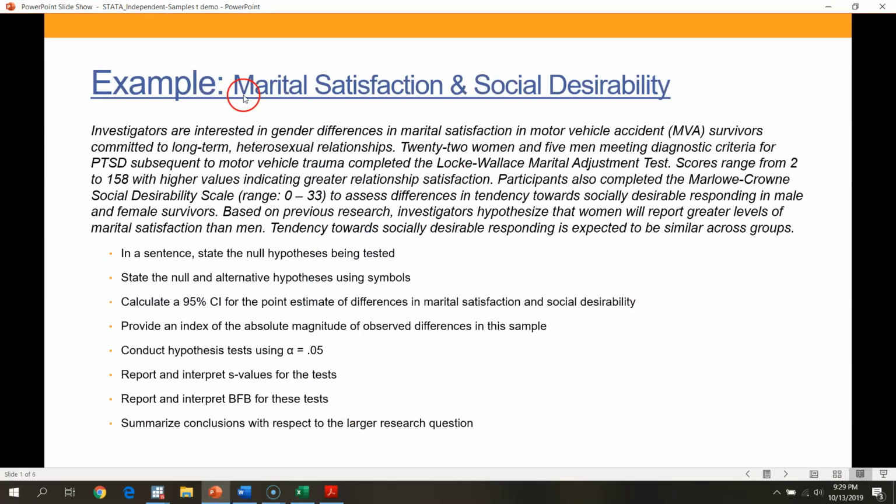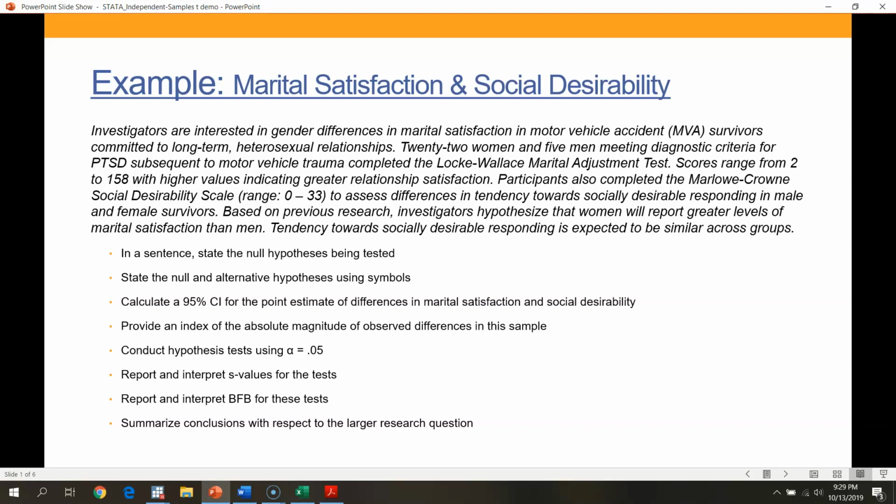Just as a refresher, what we're doing here with these tests is looking at differences in marital satisfaction and social desirability scores across men and women diagnosed with PTSD subsequent to a motor vehicle accident. So what we're going to do is compare those two groups using our independent sample t-tests. Outside of having a small and unbalanced design, things looked like they were okay. But the one thing that we didn't do in the screening was test for homogeneity of variance. We'll do that in this video.